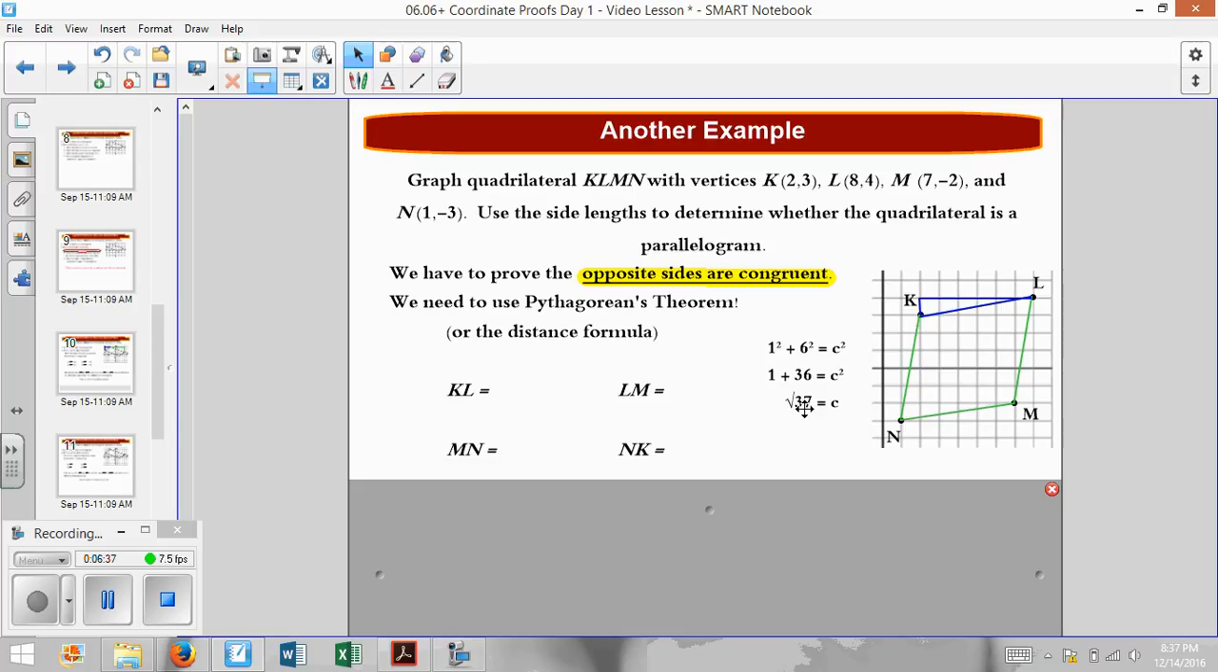Now the cool thing is you do not need to grab a calculator. You can just say the distance is the square root of 37. That is good enough for me. I don't actually care what the decimal approximation is. All right, let's do the other 3 as well.